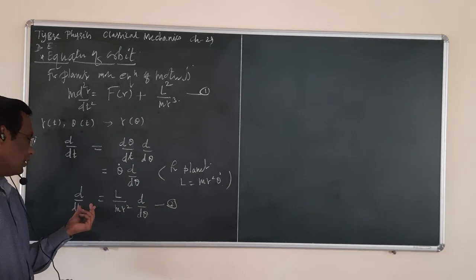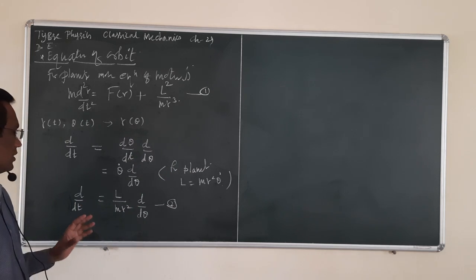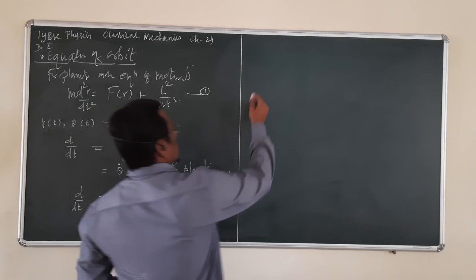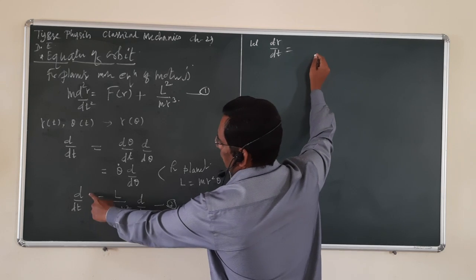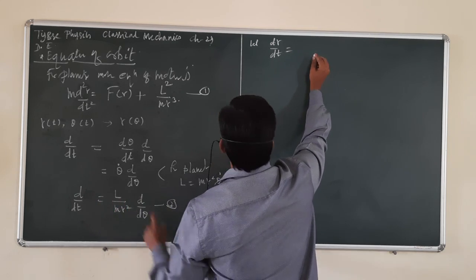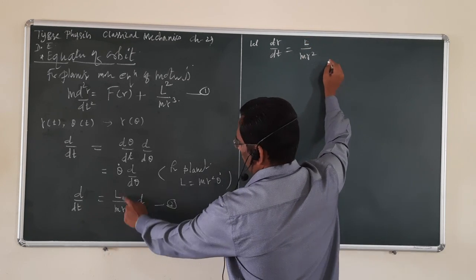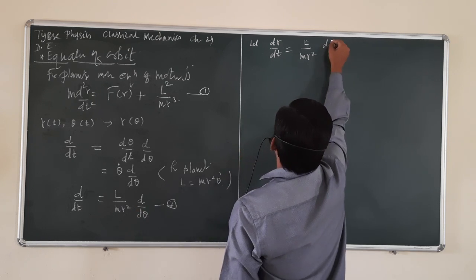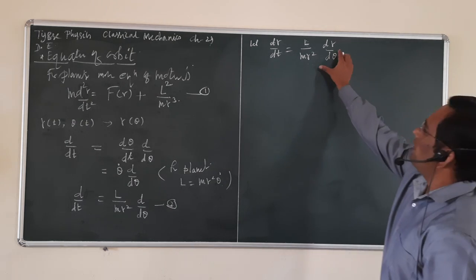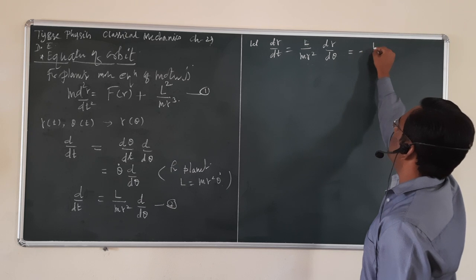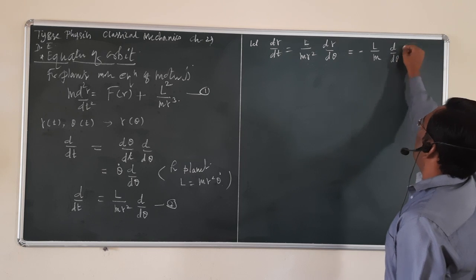Now, if we take this d by dt and operate on r, what will we get? dr by dt is equal to, if we take r over here, L divided by m r square times the derivative of r with respect to theta. Now we can write this term as minus L divided by m d by d theta of 1 over r.